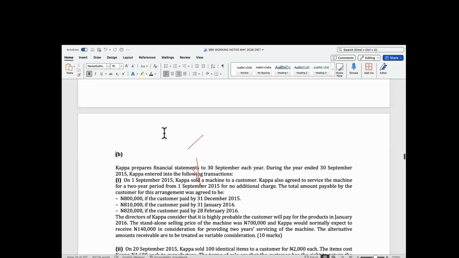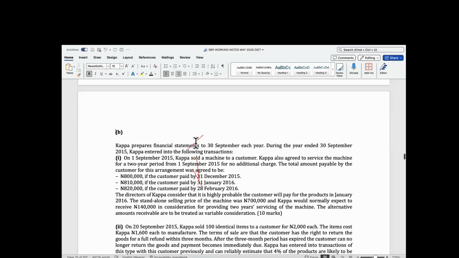They said that Kappa prepares financial statements to 30th September each year. During the year ended 30th September 2015, Kappa entered into the following transactions. Number one, on 4th September 2015, Kappa sold a machine to a customer.